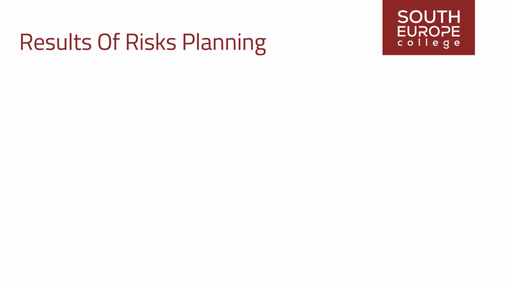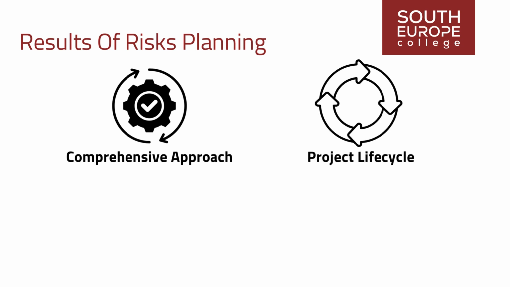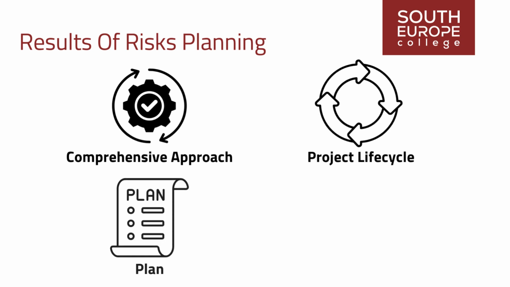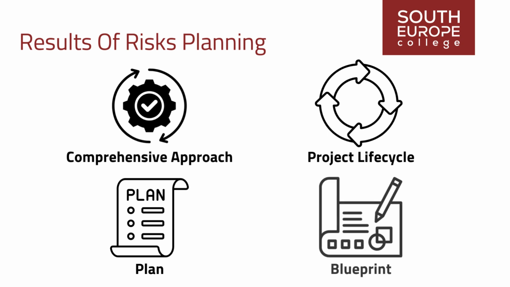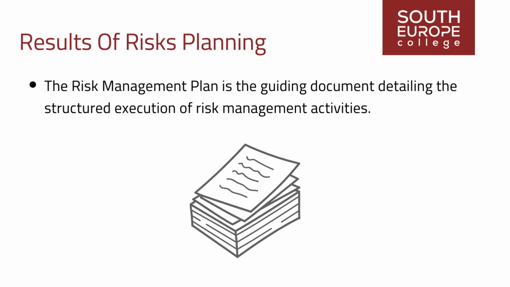Structuring and detailing how risk management activities will be executed ensures a comprehensive approach to handling risks throughout the project lifecycle. One of the key results of the plan risk management process is the risk management plan, which serves as the blueprint for orchestrating risk management activities. The risk management plan is the guiding document detailing the structured execution of risk management activities.